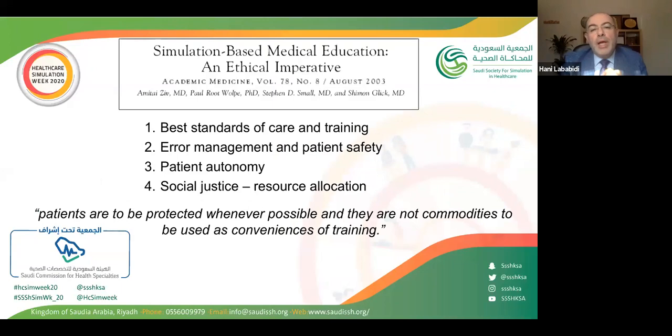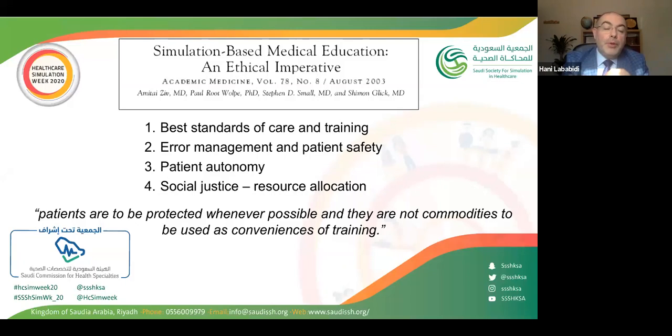And this is where we have simulation. In simulation-based medical education, this is an article from 2003, just to tell you that it is now more than 17 years we've been talking about this. It is the best standards of care and training. It is good for error management and patient safety, patient autonomy. We have to respect patient autonomy, and we have to use the resources available under social justice. So these are the ethics behind simulation.